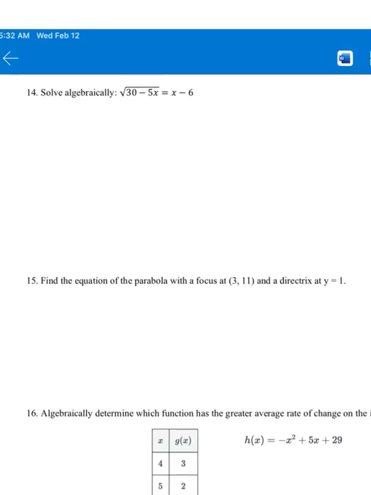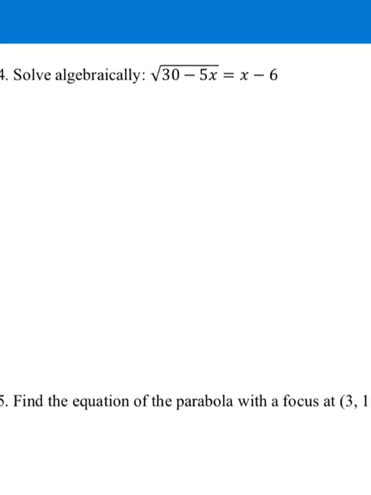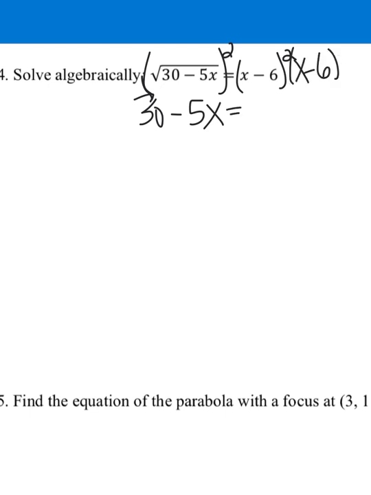Number 14, solve algebraically. So we have the square root of something. So whenever you have a radical equation, you are going to get the radical by itself. So here, it's already done. So you can go ahead and get rid of the square root by squaring both sides. So this is 30 minus 5x equals x minus 6 squared is x minus 6 times x minus 6, and then you double distribute. X squared minus 12x plus 36.